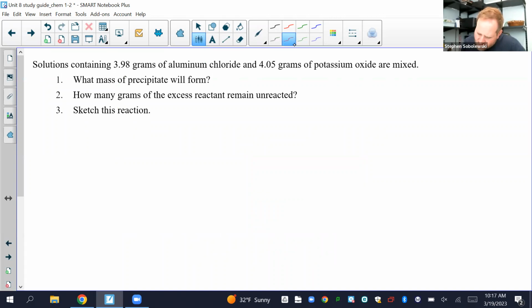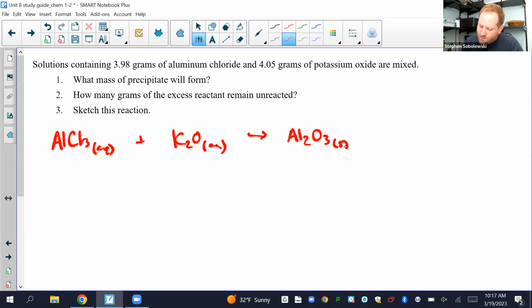Question 2. Solutions containing. So I know right off the bat, it's going to be double replacement. So aluminum chloride, AlCl3 aqueous, plus potassium oxide, K2O aqueous. Again, I know these are aqueous because it says solutions of, meaning they're both solutions. I'm going to form aluminum oxide, Al2O3 solid. I'm going to form potassium chloride, KCl aqueous.